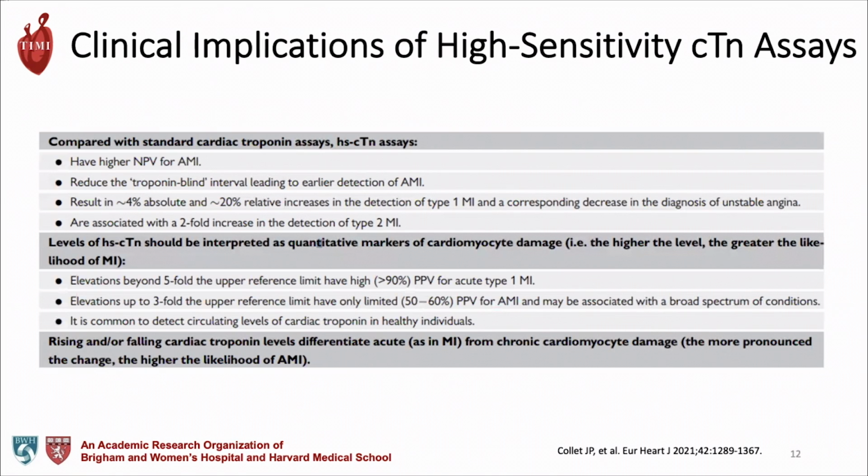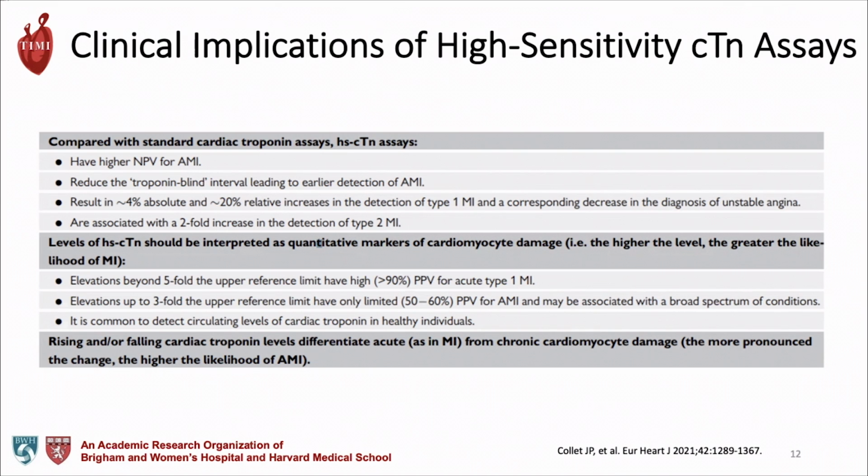So there's a couple clinical corollaries of that and a couple things to keep in mind when you interpret cardiac troponin levels. And this comes from the ESC MI guidelines. So first, high sensitivity cardiac troponin assays have higher negative predictive values for acute myocardial infarction. If a patient truly presents with chest pain and has an undetectable cardiac troponin, it makes it much less likely that the patient actually is having an acute coronary syndrome.